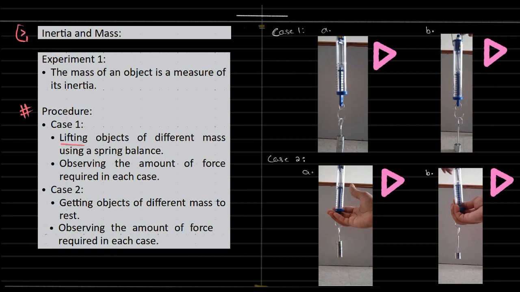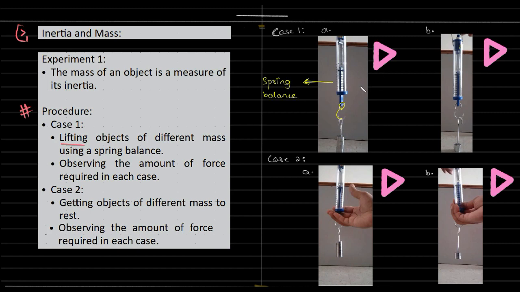So what is this spring balance? It's this, it's like a hook structure. So it has a spring inside. That's your spring balance. So this spring, right, it shows how much weight a particular thing has up to a certain limit.